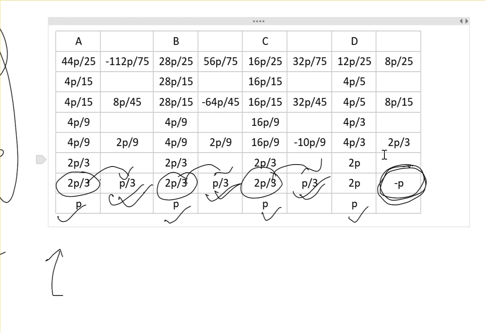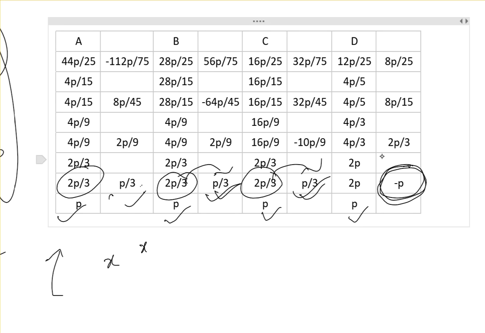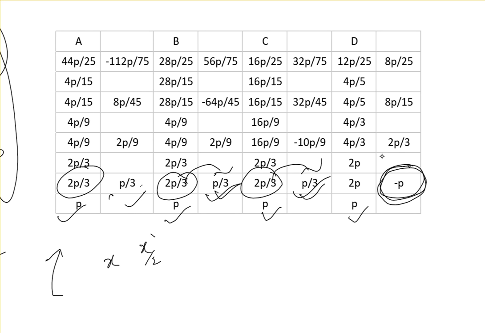So how to figure out that this will be 2P by 3 and this will be P by 3 and so on? So at first, say this had to be X. Now X by 2 is given by D. Total is 3X by 2, and that value is P. 3X by 2 is equal to P. So X is equal to 2P by 3. That's why here 2P by 3.